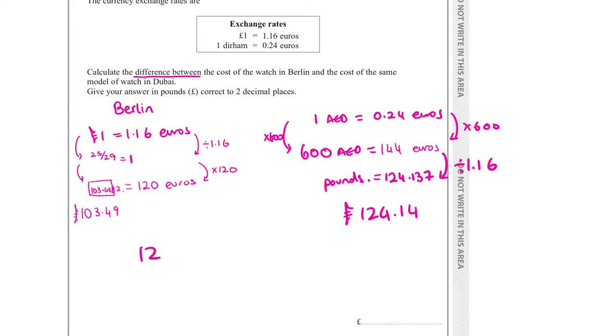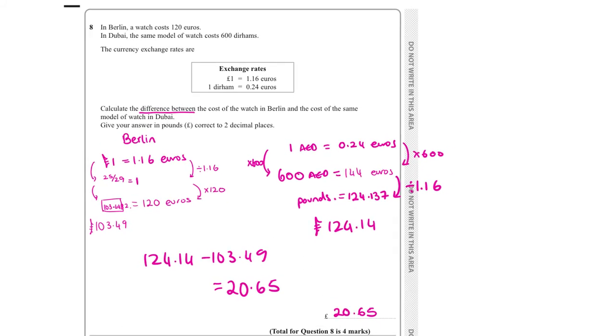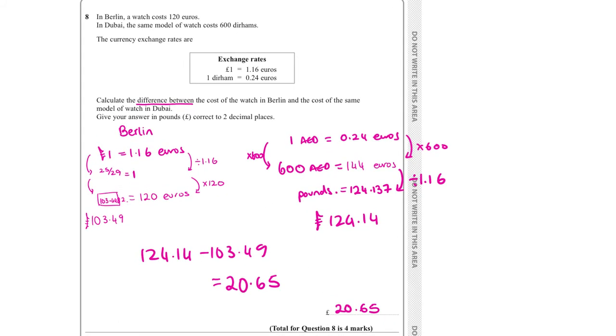124.14 minus 103.45. And this is going to give me £20.69. Okay, £20.69. So that is the difference.